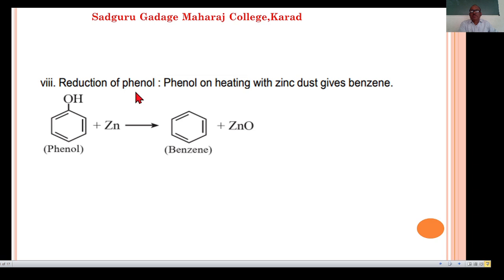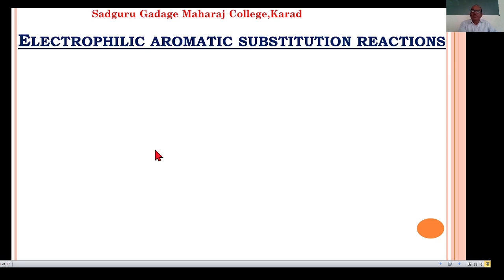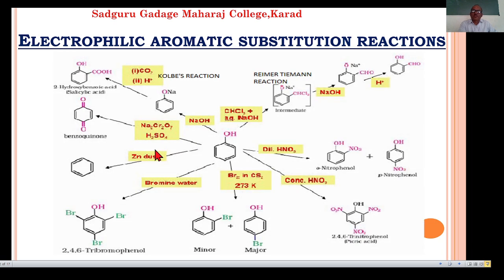Then reaction number 8, reduction of phenol. Here reduction means removal of oxygen or addition of hydrogen. So phenol on heating with zinc dust gives benzene. The product is benzene plus zinc oxide. So this reaction is a reduction of phenol. These are electrophilic substitution reactions. All these reactions are summarized in this chart.